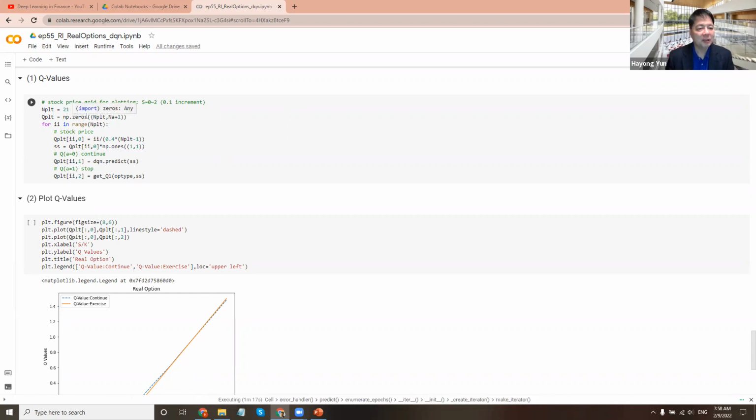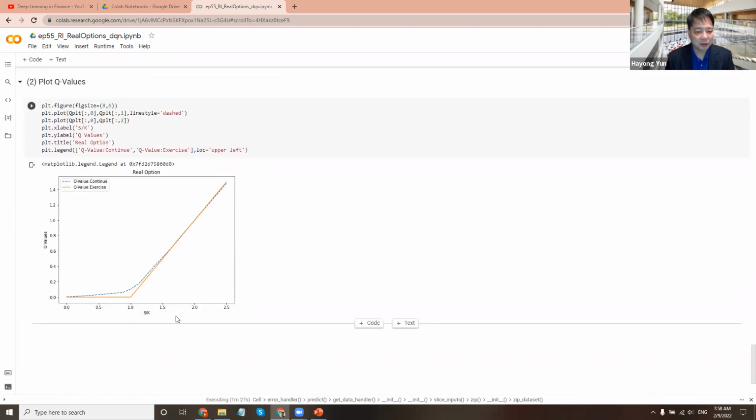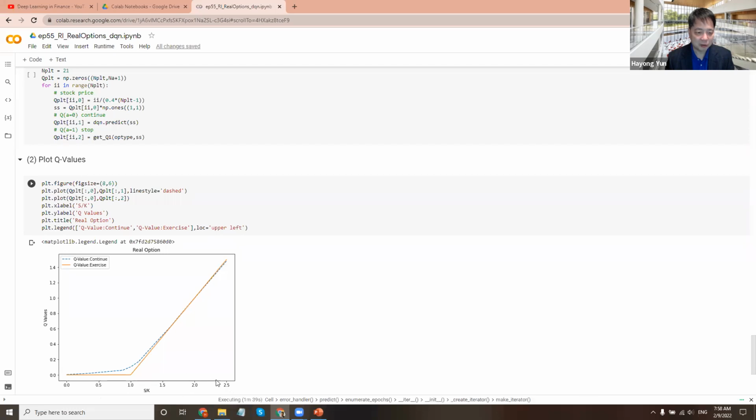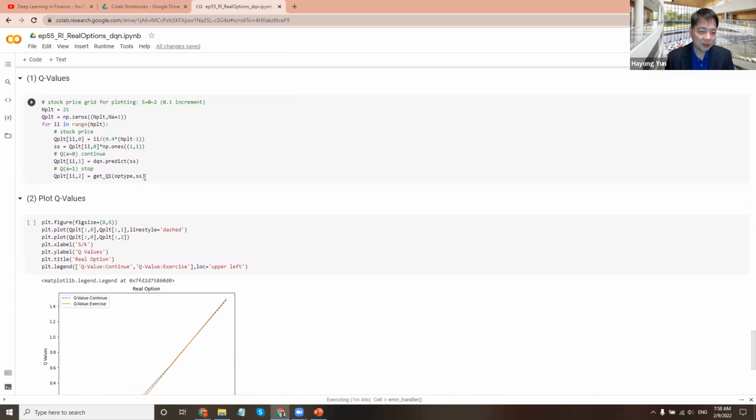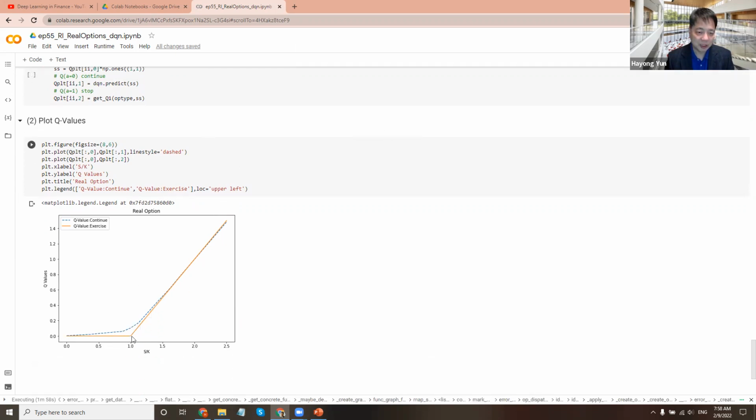So let's see how it's being trained. After being trained, we want to have a grid of Q values and see how it looks. The stock price is normalized, divided by the strike price, to 1, and we plot up to 2.5 of the normalized stock values. The Q values can be computed using the DQN that is already trained. You just put the stock price in and it will predict the continuation value. The exercised case is the hockey stick, which we already know. The orange line is when we start the option and exercise it, that's the hockey stick.